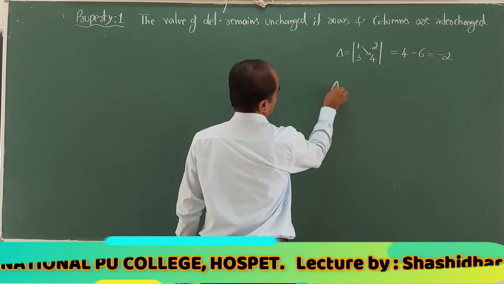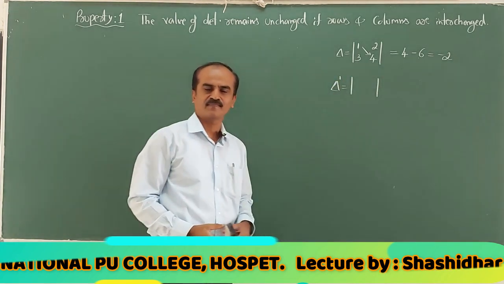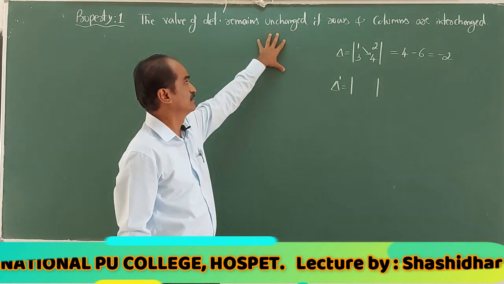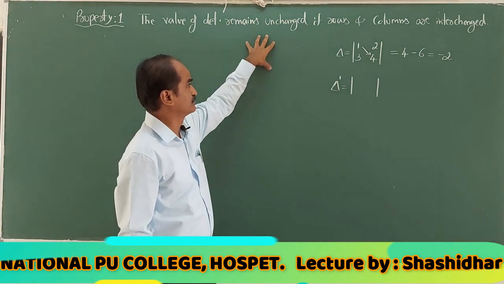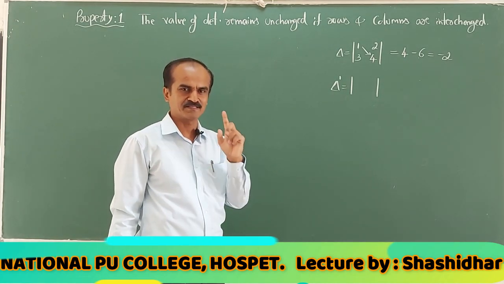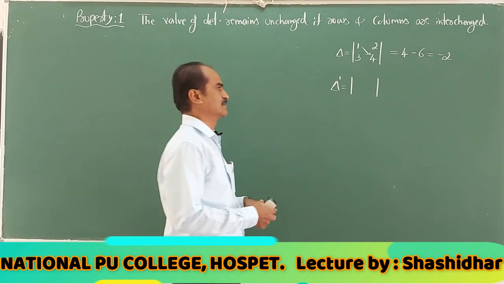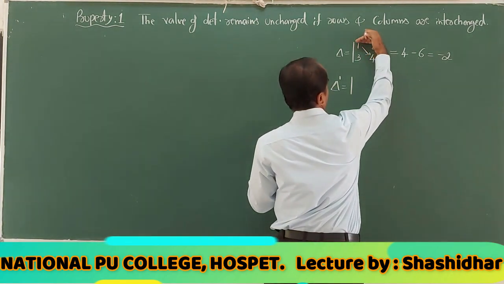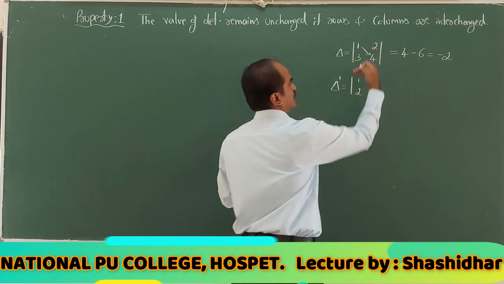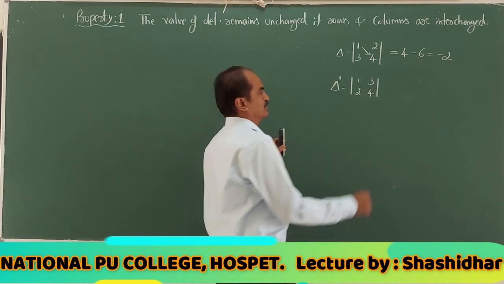Now let me write another determinant delta dash, which is obtained by interchanging the rows and columns of delta. Delta dash is a determinant obtained by interchanging rows and columns of delta. So this is row 1, 2. I am interchanging it to a column. 3, 4, the second row, I write it in the second column.